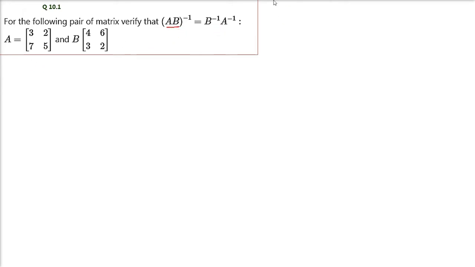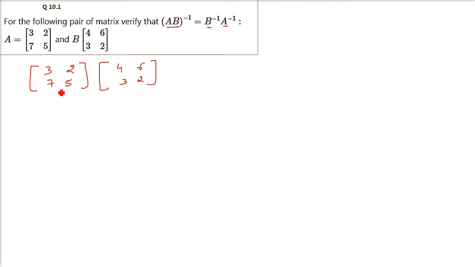So AB inverse. First we have to multiply A and B. Then we will take the inverse. Then we will take B inverse and A inverse, and then we will multiply them. So A into B. Matrix multiplication is the precursor. You need to know it before going ahead with adjoint and inverse. So multiplying these two matrices A and B.